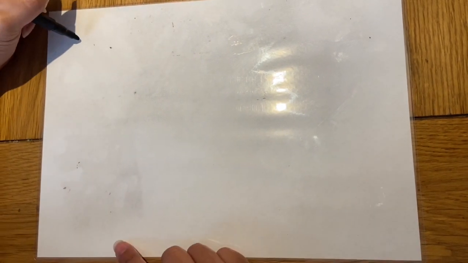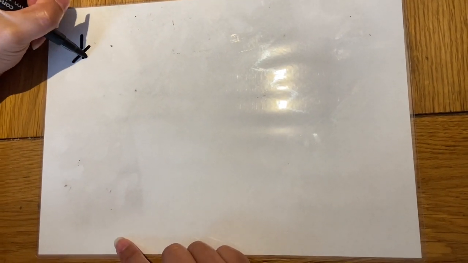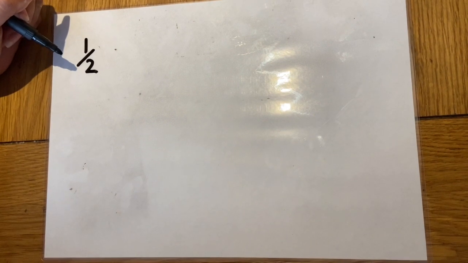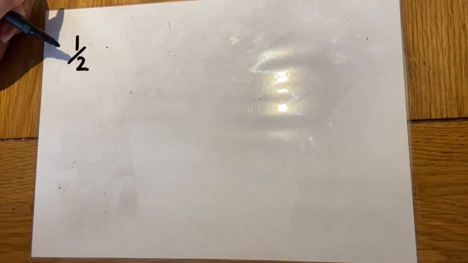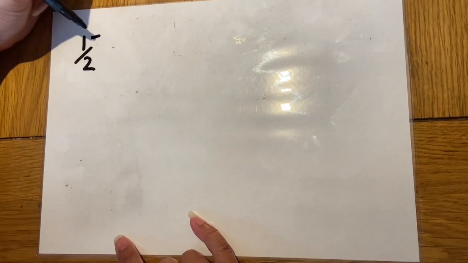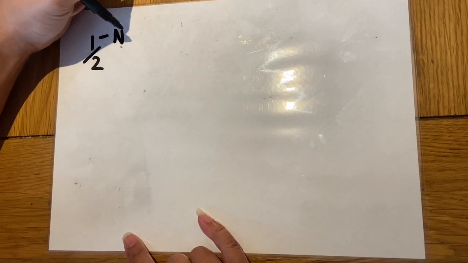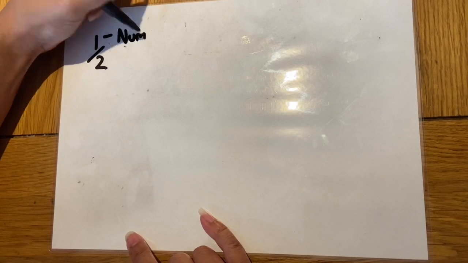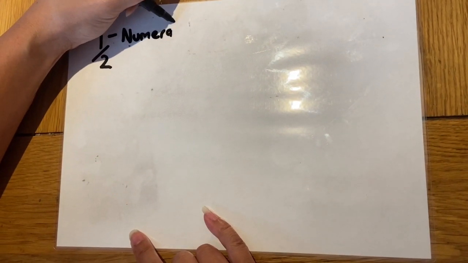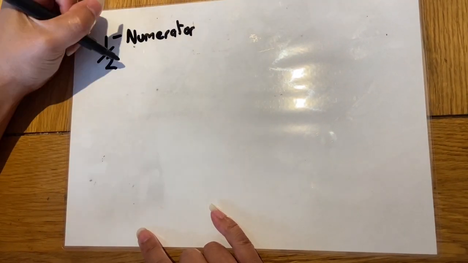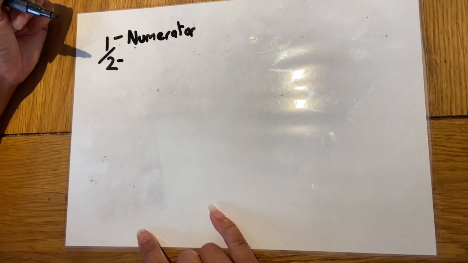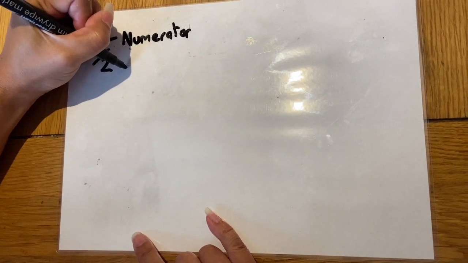Okay, so what fraction is that, Year 5? Brilliant, a half. Okay, so the top number is called a numerator. Okay, brilliant. The bottom number is called a denominator.